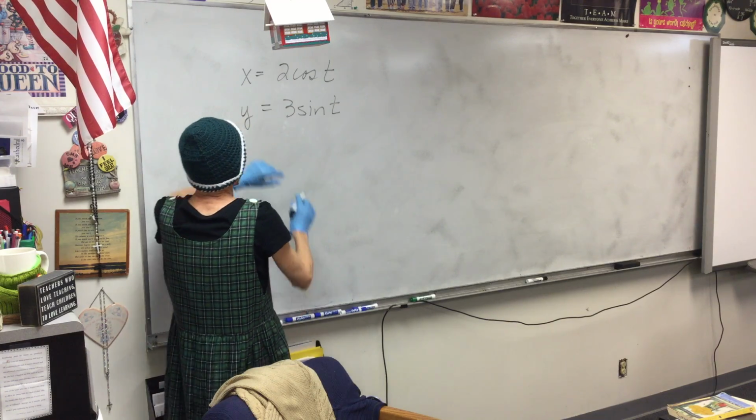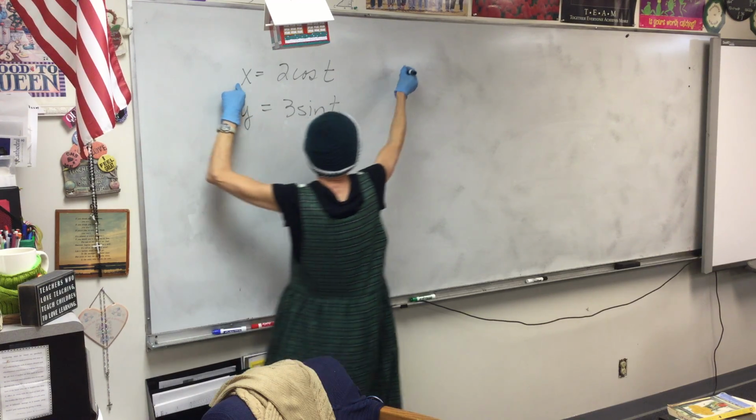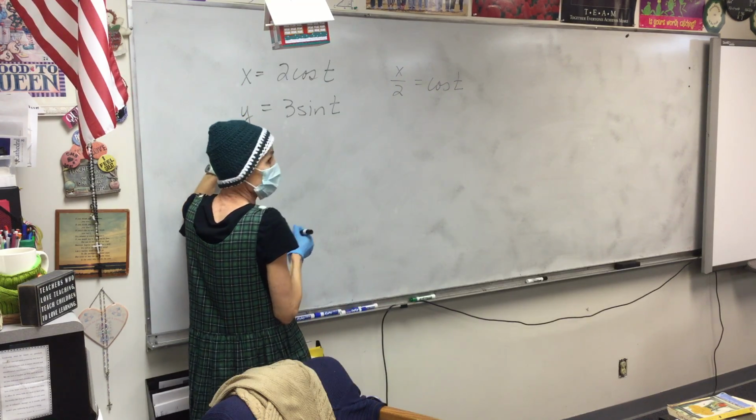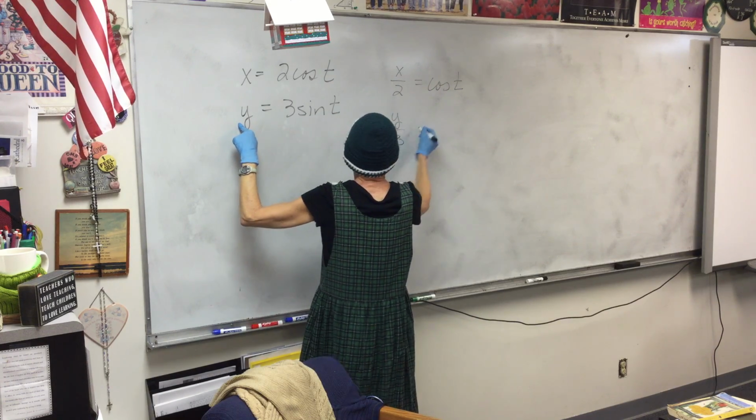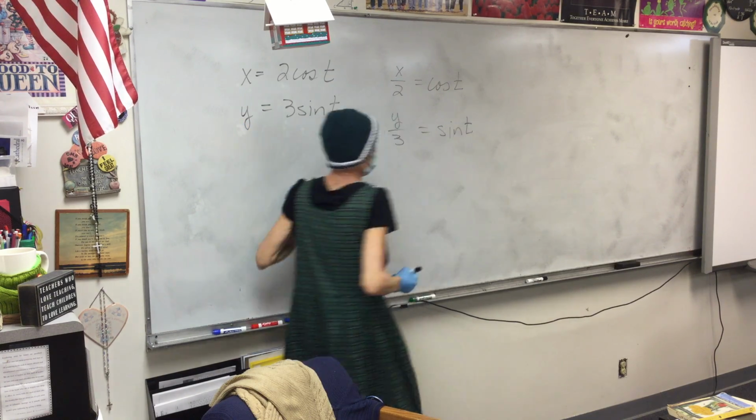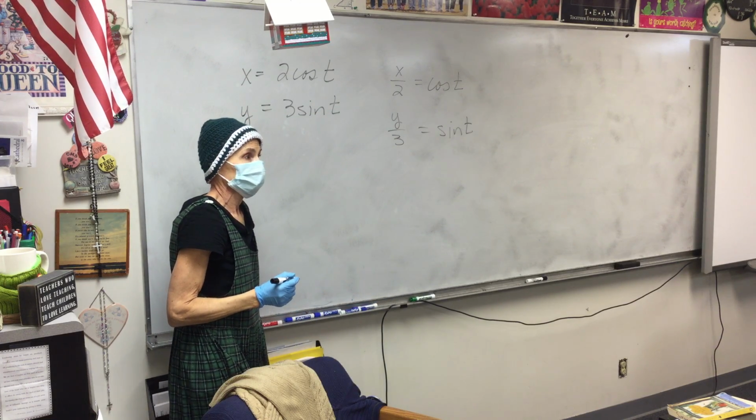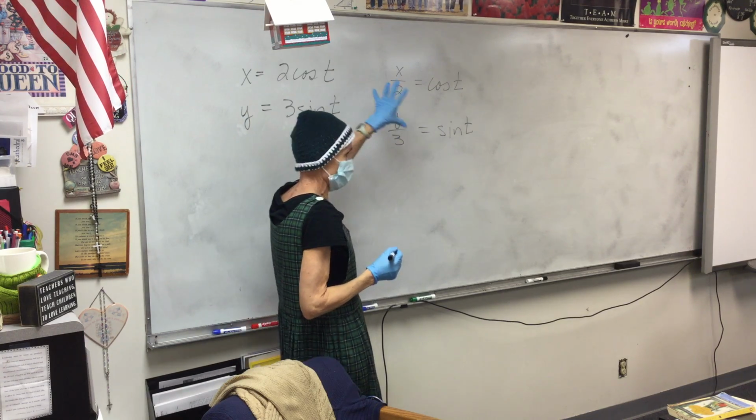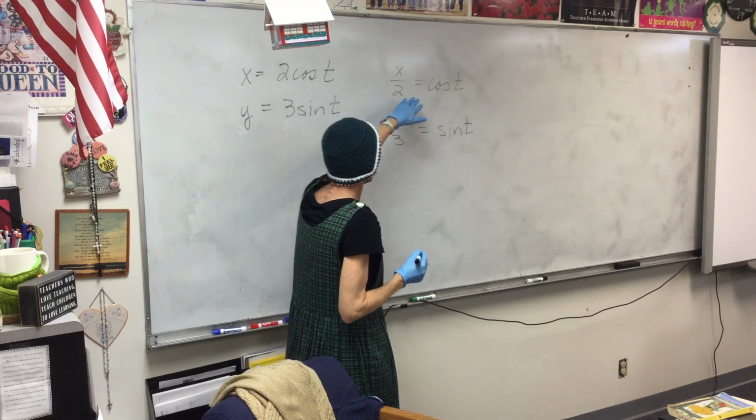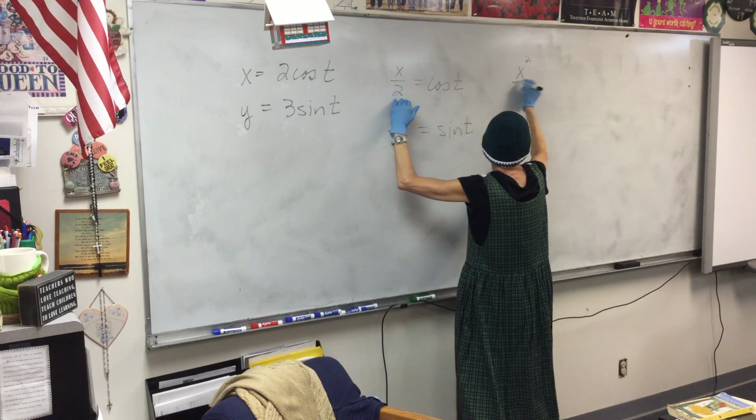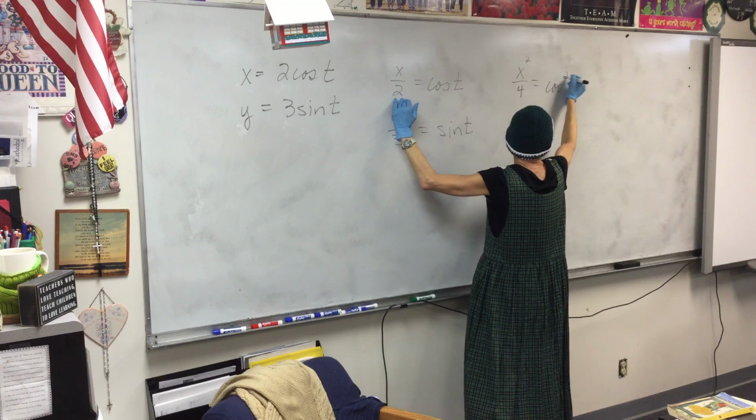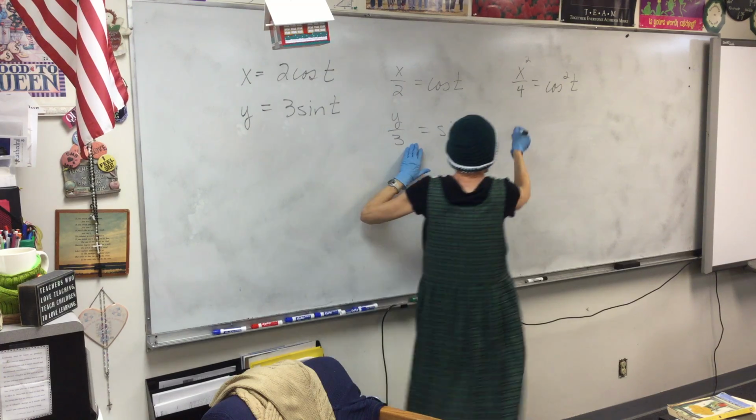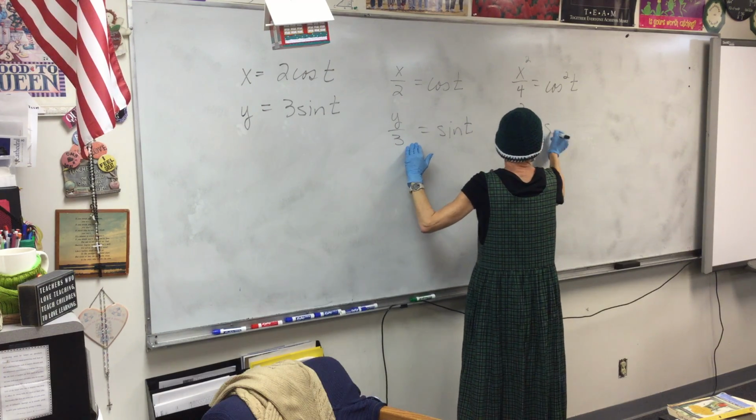All right, here's what I want you to do. I want you to divide this top equation by 2. And this one by 3. Now I want you to square both sides. So this would be x squared over 4 equals cosine squared. And y squared over 9 equals sine squared.